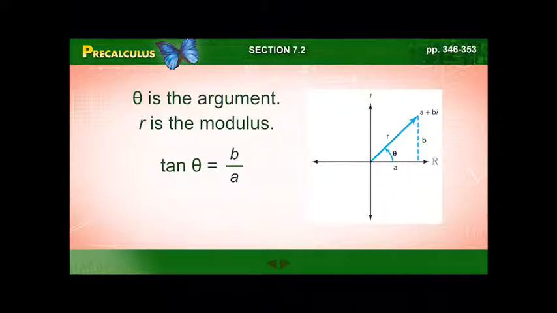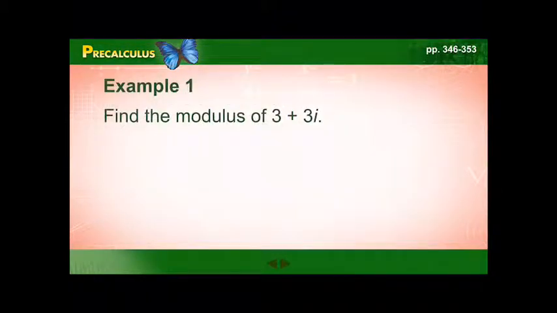So if I wanted to look for theta, I would just take the inverse of both sides. And that's what they do. You take the inverse of tangent, they cancel, and you get theta by itself. And that's going to be equal to tangent to the negative 1 of b over a. So that's how you figure out what the argument actually measures. And this is what you guys are going to have to be doing today. So here's example 1. Find the modulus of 3 plus 3i.